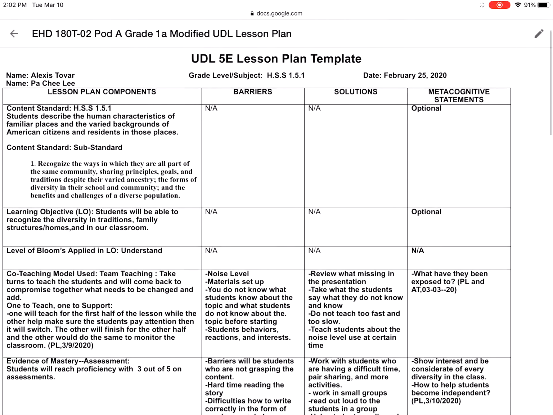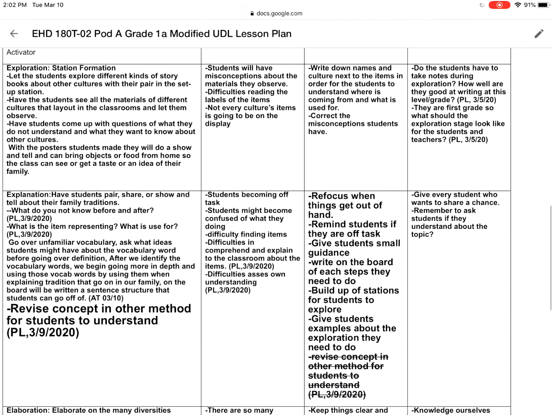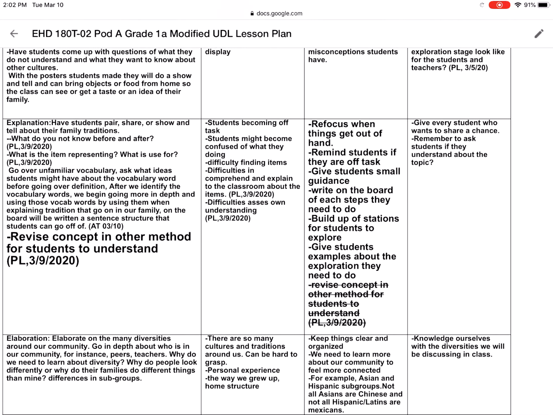A metacognitive statement that we wrote down for explanation is to give every student who wants to share a chance, and remember to ask students if they understand the topic.